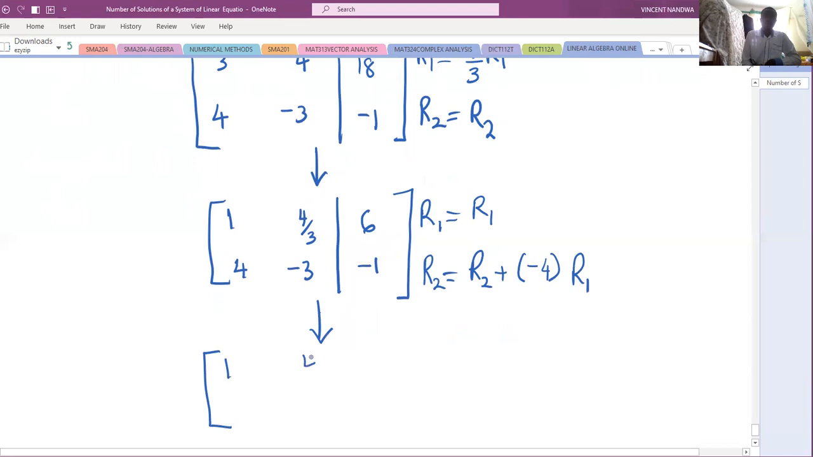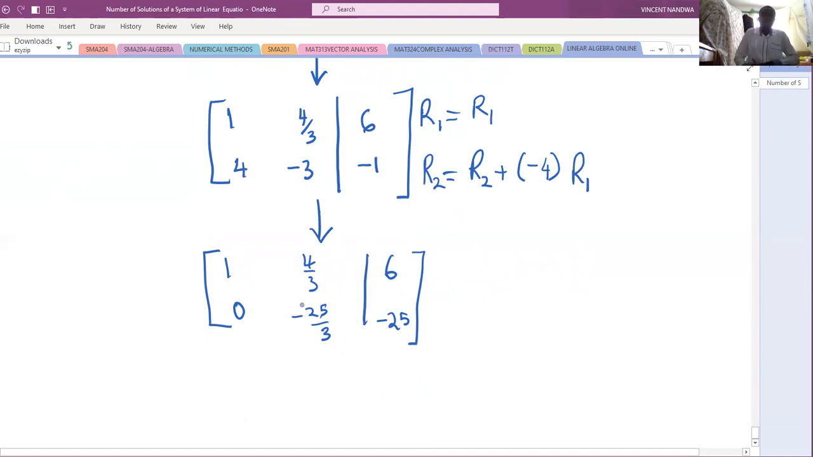So that operation now will lead us to 1, 4/3, and then 6. And so 4 plus -4 times 1 is 0. And then -3 plus -4 times 4/3 gives us -25/3. And then the other one is -1 plus -4 times 6, which is -24. That's -25. That's what we get in that step.